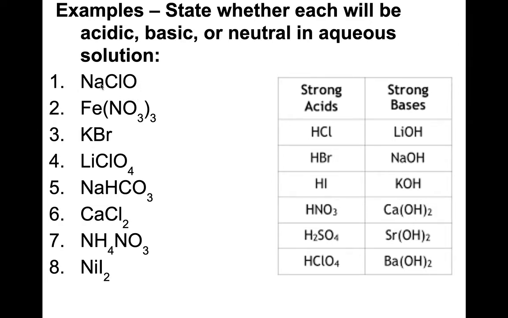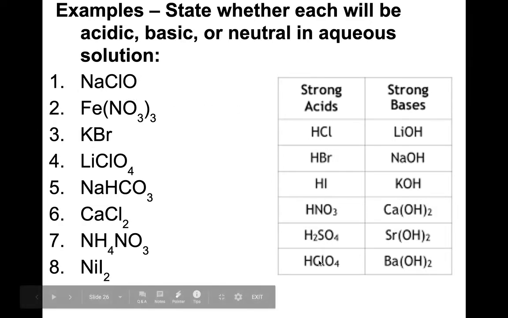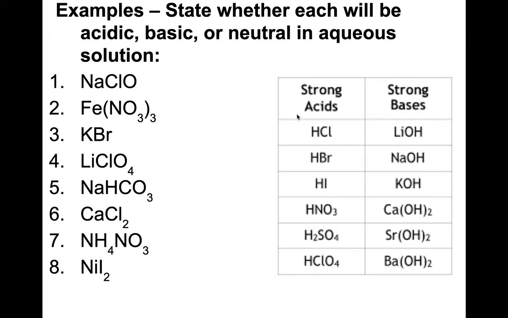Our anion is ClO. We see that that does not appear in our strong acids. It is in fact the conjugate base of a weak acid. And so the conjugate base of a weak acid is basic. So this solution as a whole will be a basic solution. The sodium had no effect. The ClO was a basic anion, and so overall our solution is basic. And the other examples, you should be able to follow similar logic through.